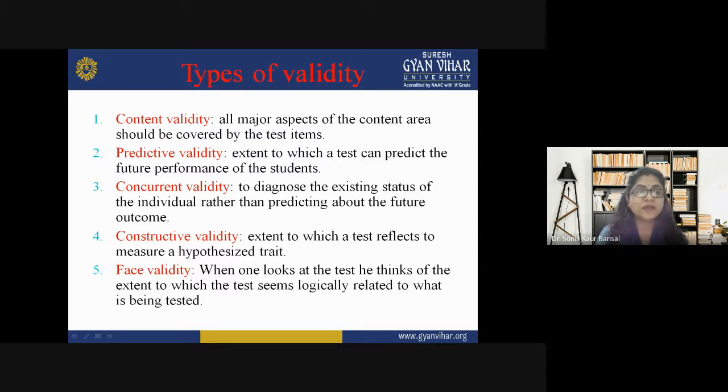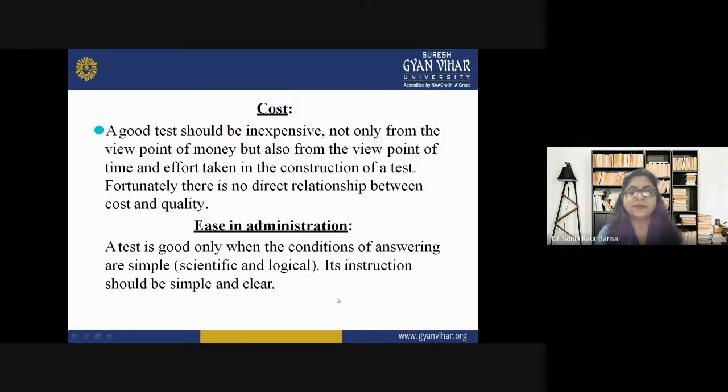And then the next thing we are going to see is cost. So let's understand about cost. A good test should be inexpensive. It is not right that some people think that only if the test is very expensive is it going to give good results. It may be more valid, more reliable. No, it is not like that.